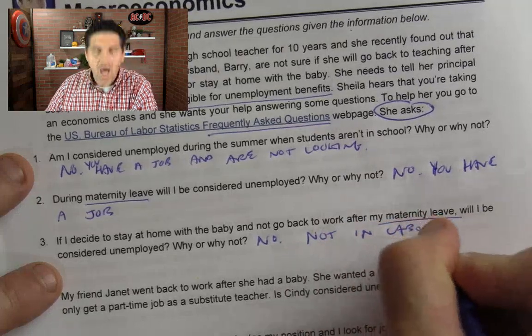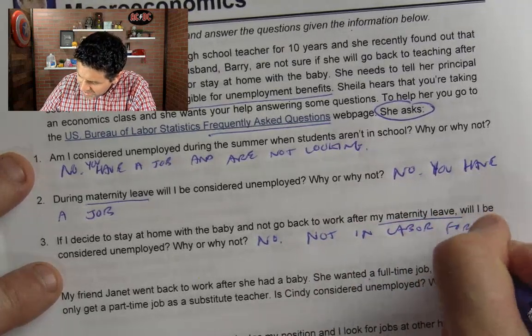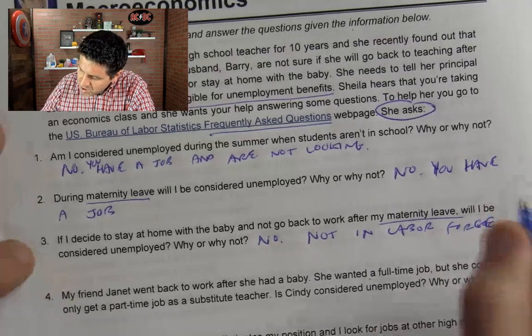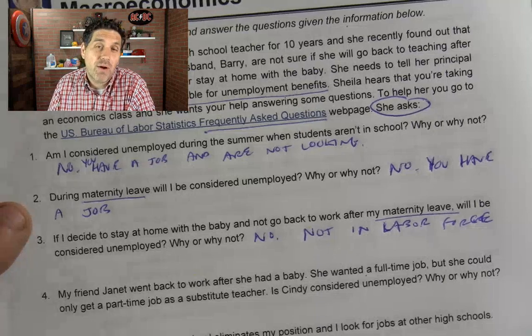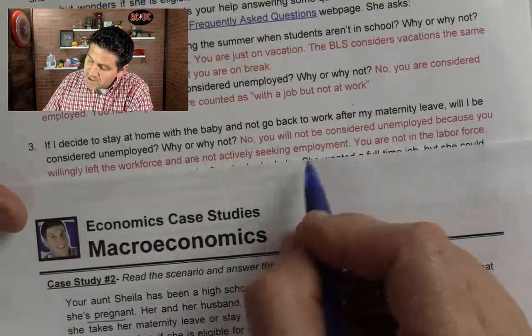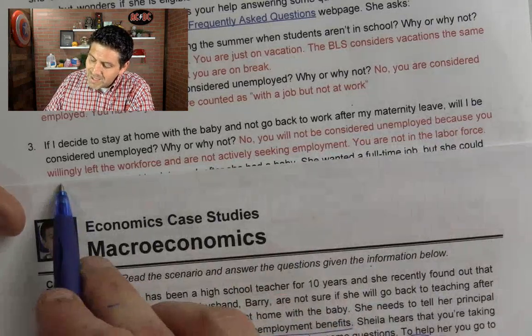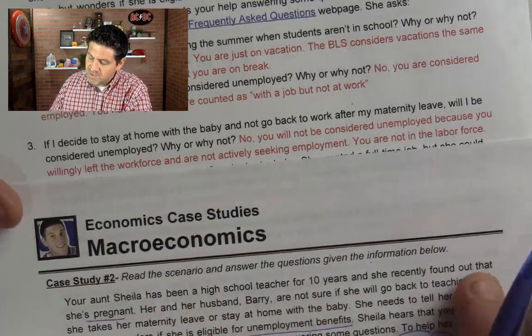Now, you wouldn't just say not in labor force. You'd say, Aunt Sheila, I want you to know that you would not be considered unemployed because you're no longer in the labor force, because you're not looking for work. So right here, no, you will not be considered unemployed because you willingly left the workforce and are not actively seeking employment. You are not in the labor force. That was the answer to 3.